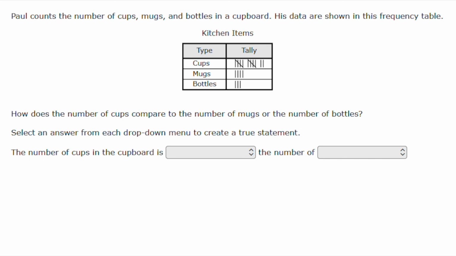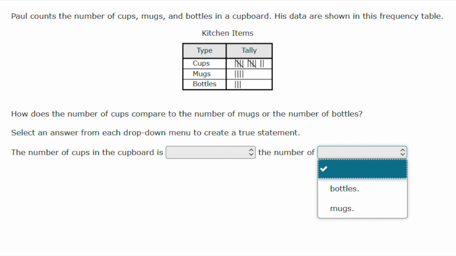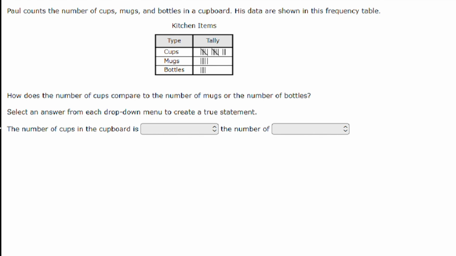The number of cups in the cupboard is 3 times, 4 times, 1/4, or 1/3 the number of bottles or mugs. All right, so in this question, I think I want to focus on bottles. So let's focus on bottles first, and then we can try out the mugs. All right, so Paul has 12 cups, right? He has 12 cups, and then he has 3 bottles. So how do we go from 3 to 12?